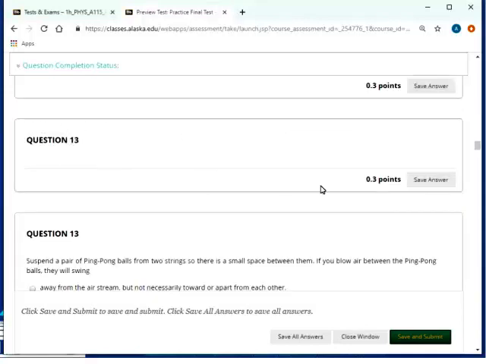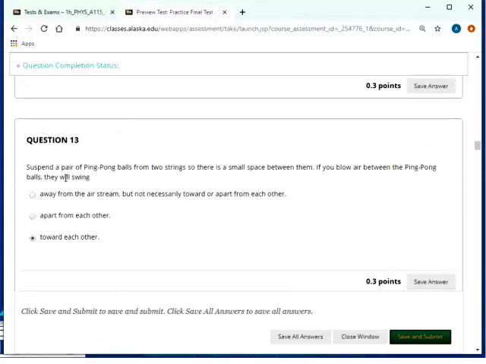Suspend a pair of ping pong balls from two strings. If you blow air between the ping pong balls, they will swing toward each other. I don't know if I have that on a video.